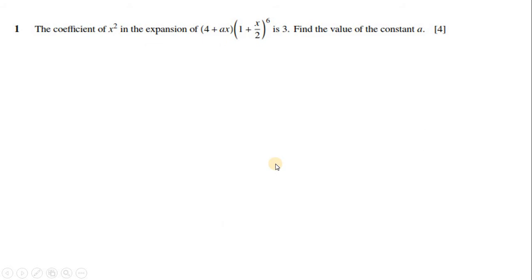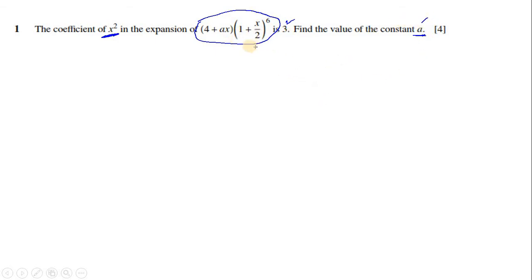Question number 1: the coefficient of x square in the expansion of (4 + ax) times (1 + x/2) whole power 6 is 3. Find the value of the constant a. So we need to find the value of a such that the coefficient of x square in this whole expression is 3. Using this given information, we can figure out the value of a.